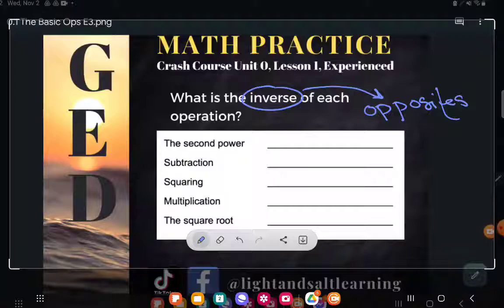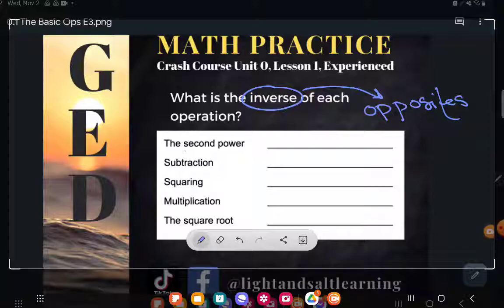And you might say, Kate, who cares what the inverse or opposite is? And I say, you care. You need to care. This is what much of algebra is based on. If you understand opposites, you can do most of what you need to do in algebra. All right, so let's go ahead and take a look.